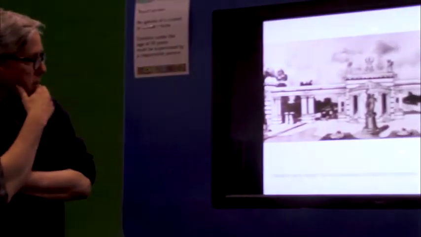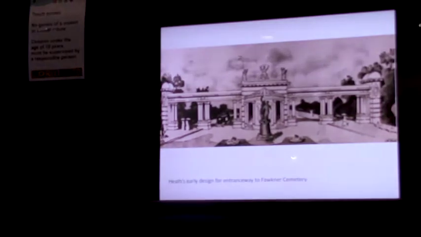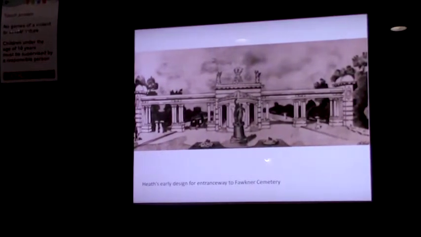One is a rather beautiful creation, and it seems to me to be quite like Charles Heath to take this on. Oops, sorry, I missed the design that he put together for a very ornate entranceway to the Fawkner Cemetery, but that never came to be.